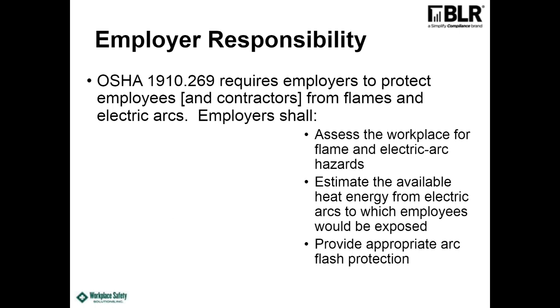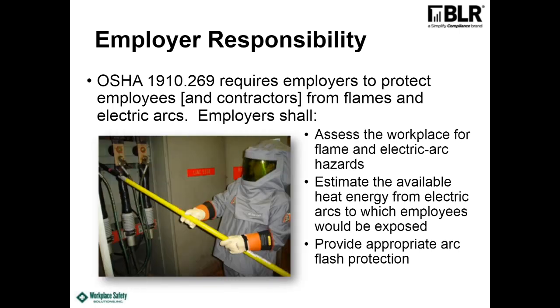269 requires employers to protect employees and contractors from flames and arcs. And then it just says that the employer shall assess the workplace for flames and arcs, electric arcs, and estimate the heat energy from electric arcs. They say it in the OSHA standards, a reasonable estimate. So that means they don't have to assess every meter socket, every power line, every substation, switch, and every single part of every system. They can do a reasonable assessment, a specific worst case scenario in substations, worst case scenario in pad mount transformers, those kinds of things.